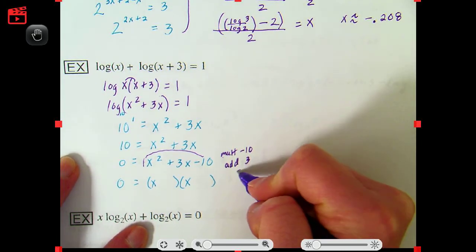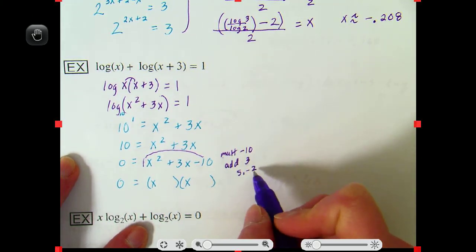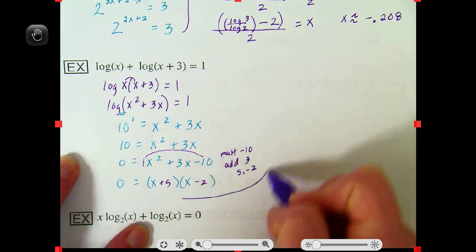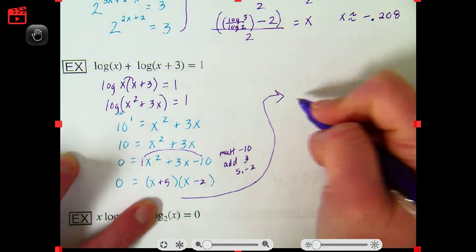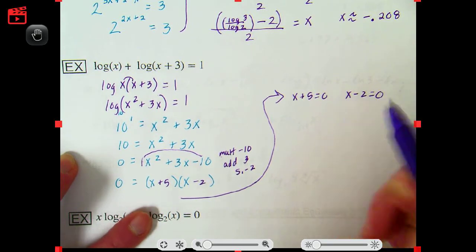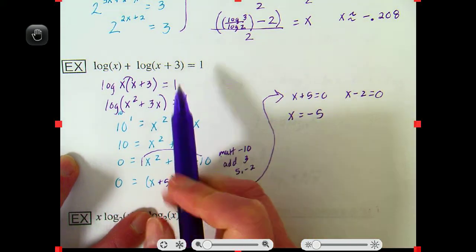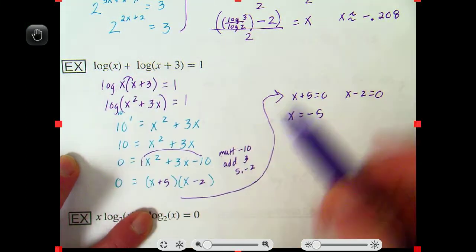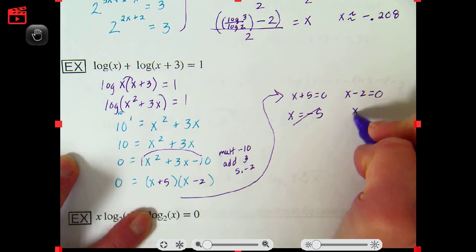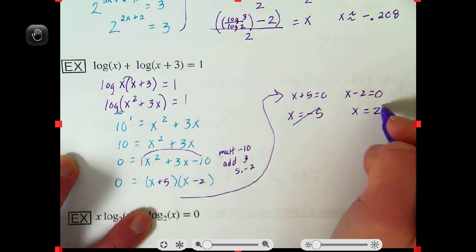Hopefully you're thinking 5 and negative 2. Double check just to be sure. 5 times negative 2 is negative 10. Add, you get a 3. 5 and negative 2. Kind of run out of room, so I'm going to go over here. You'd have x plus 5 equals 0, and x minus 2 equals 0. When you subtract the 5 over, you get a negative 5. That's kind of a red flag anytime you get a negative. And look, log of negative 5, that's not going to exist. So that's not in the domain, you can't count it. Here, when I add the 2 over, I get x equals 2. That'd be a positive, that'd be a positive. That one's a keeper.